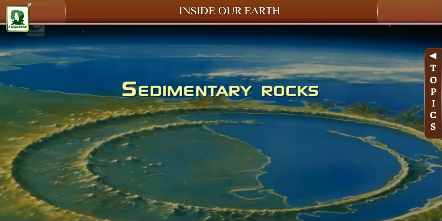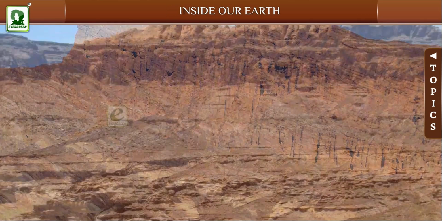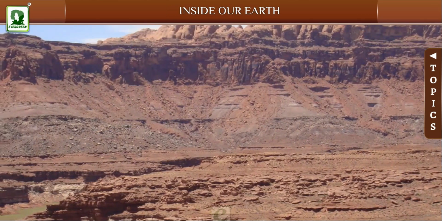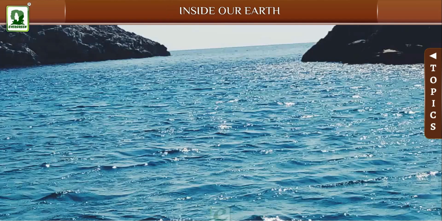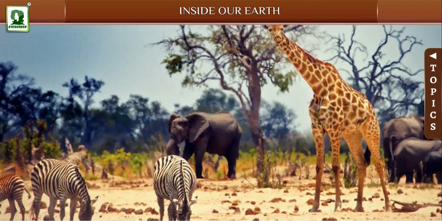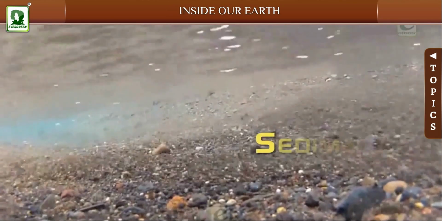Sedimentary rocks. Sedimentary rocks are formed from the fragments of other rocks. When igneous rocks are exposed to the action of wind, water, plants, or animals, they break down into smaller pieces called sediments.